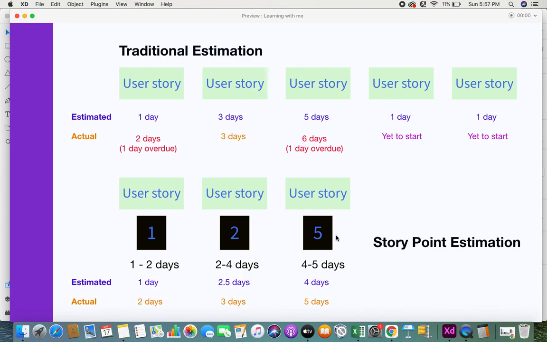I hope that you got information on what story points are. Try to follow these techniques. Definitely it will be very useful in your project and for your team also. I hope that this information was informative to you.